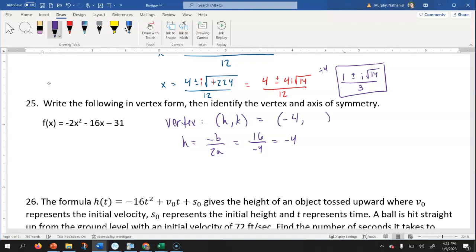So now we've got to figure out, well, what's the y value? Remember, anytime we know the x, to find the y, we just plug it in. Or what I like to say is, to find k, we just plug whatever h is into the function. All right, so we'll have negative 2 times, so I'm going to put negative 4 in for x.